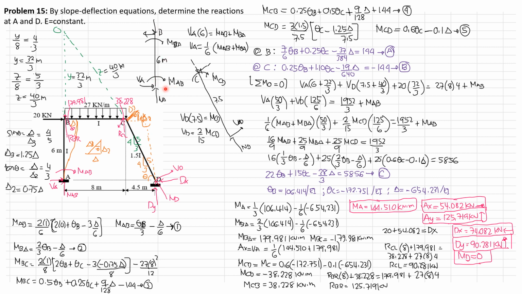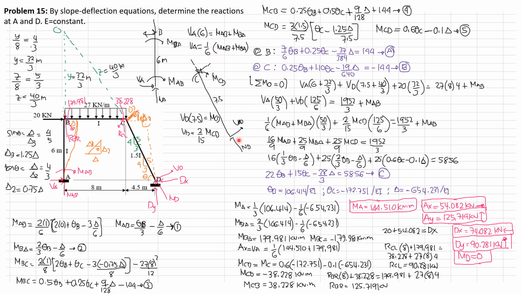This is the free body diagram. We have shear at A, M_AB, M_BA. So summation of moment about B equals 0. V_A times 6 equals M_AB plus M_BA. Therefore, V_A is 1/6 of M_AB plus M_BA.